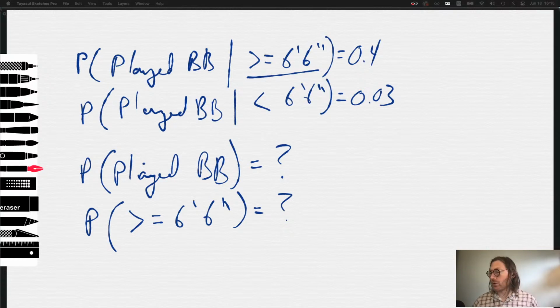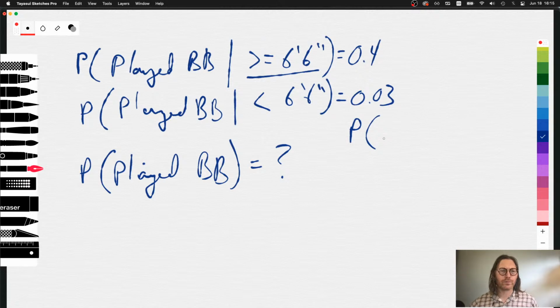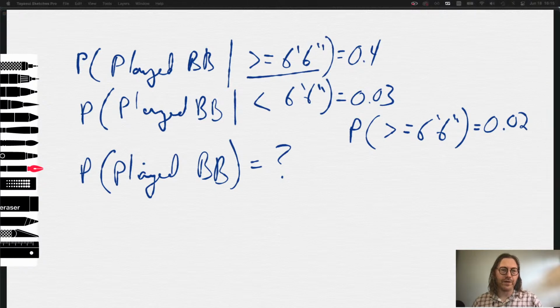Okay, so the information it's giving us is that very probability, right? That's going to be the probability of height being greater than 6'6" is going to be 0.02. Okay, so now we've got a little bit more information to work with, and we can start considering this second question, which I will copy so that we can take a look at it.